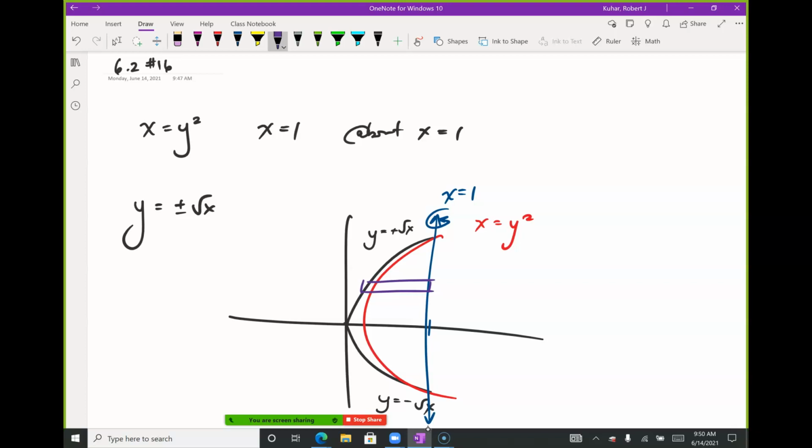And so all I need is a capital R here, right? It's from the axis of revolution to the end of the rectangle. And in this case, it's a right minus left. So capital R is 1 minus y squared, right? Since I'm doing this in terms of y, make sure you're with me there.